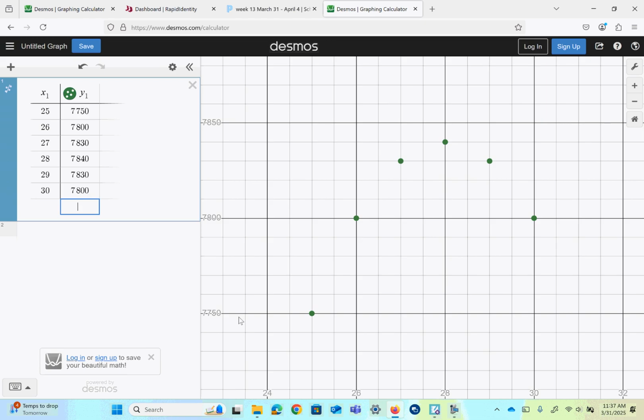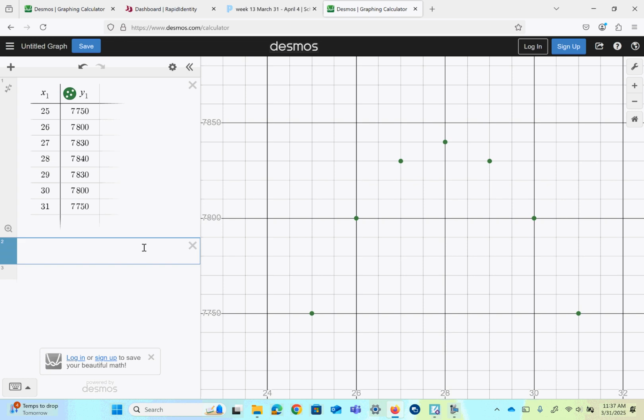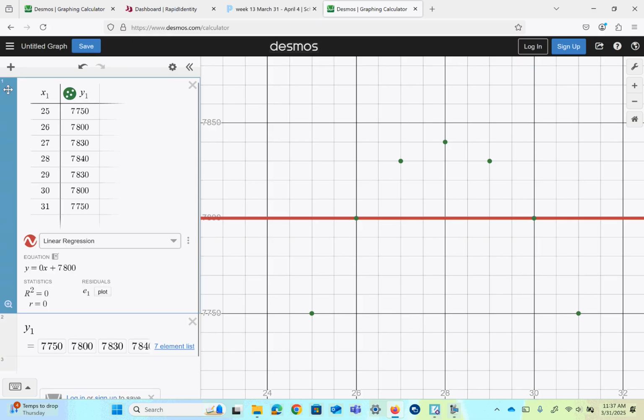I'd say if we did 31, that's going to take me back to 7,750. So why don't we add one more? So 31 at 7,750. So that's definitely a parabola. Now, the nice thing is we could probably go through on Desmos and figure out the equation. On Desmos, if you do y1, because that's the name of our y column, just click the button and it brings up the equation.